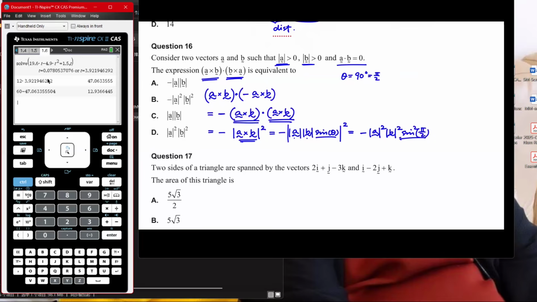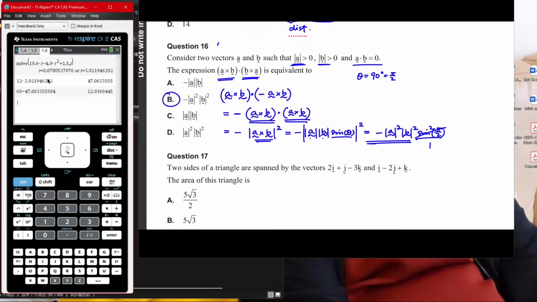This is a 1. So therefore your answer should be minus magnitude A squared times magnitude B squared. Option B is the correct answer.